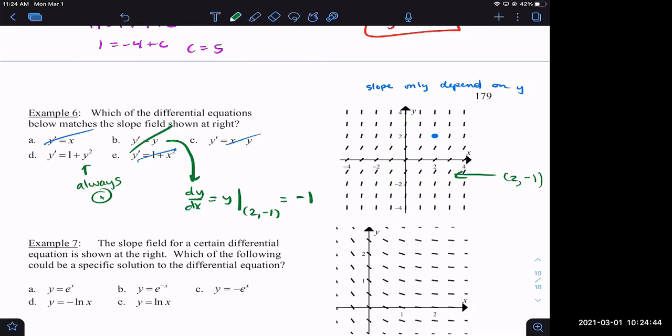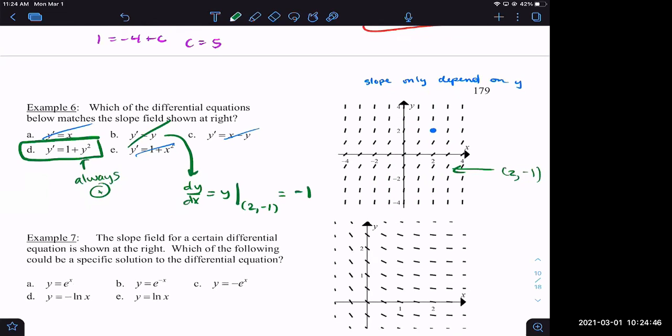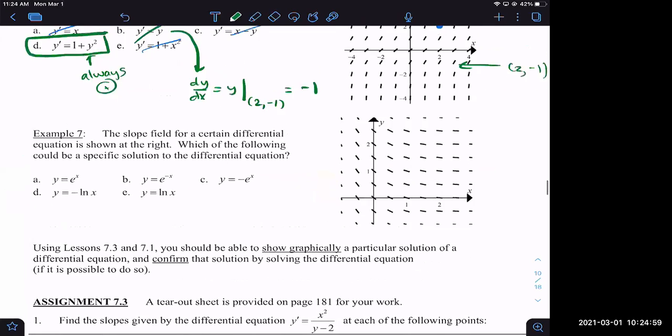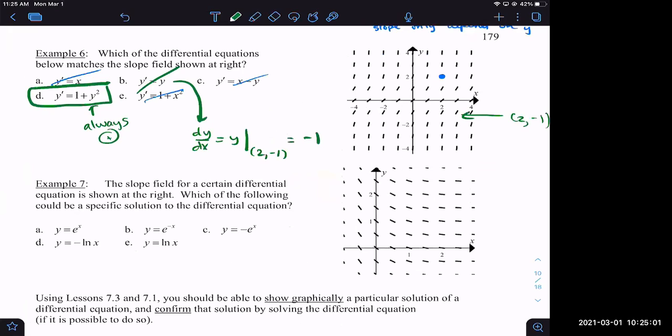And the slope at every point in that picture is positive, so I know the answer is D. Okay, but when in doubt, just pick a point and see if the slope matches until you find enough where you feel confident that it either does or does not match. Okay, example 7, they switch it just slightly.